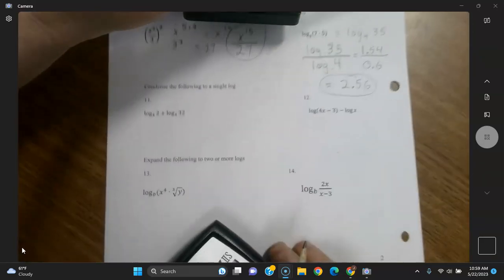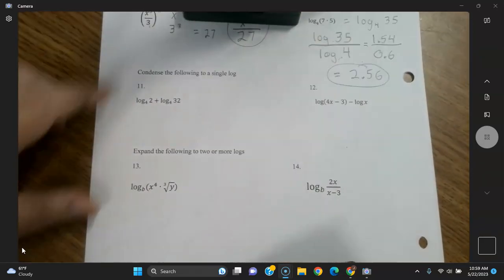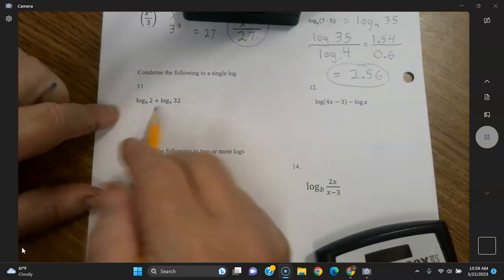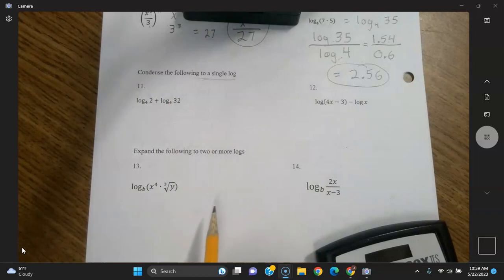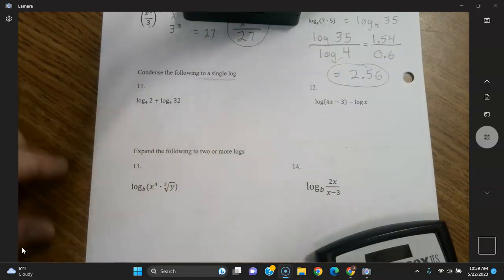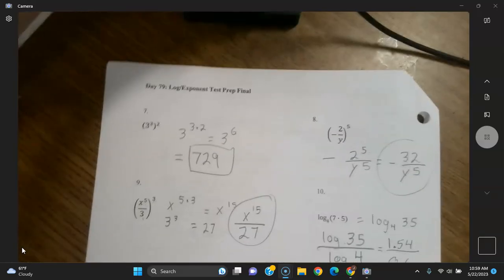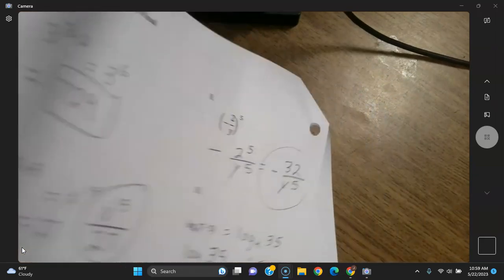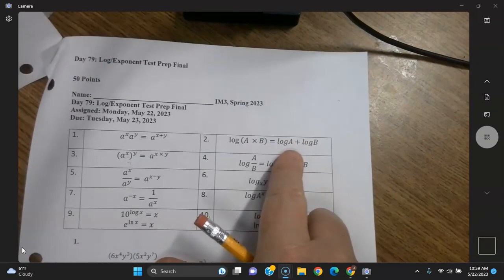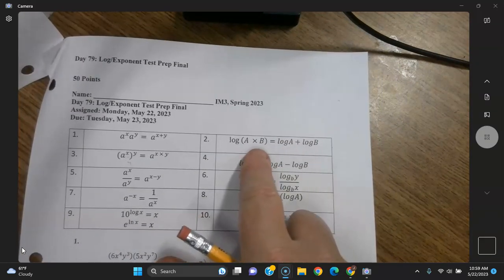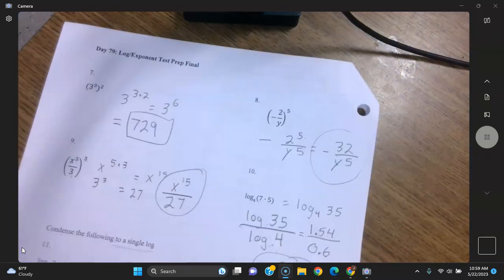All right, keep going. All right, now condense just means you make it into a single log. So I'm going to explain what that means in case you forget on the test. So you've got to put these together. So you go to your rules again. What happens when two logs are added like that? What does that do when you condense it? It's like this: log A plus log B equals log of A times B. So we'll go ahead and just do that.